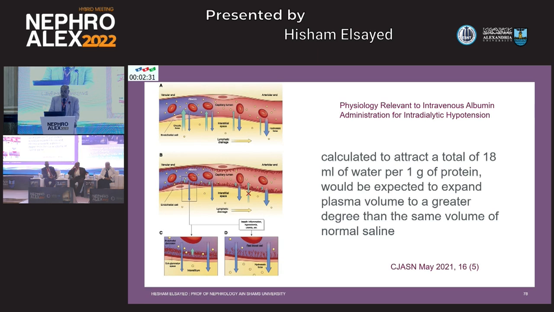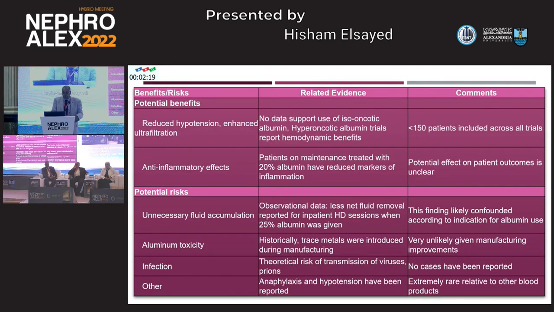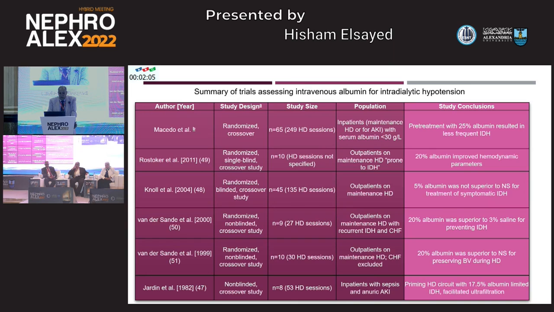This is one of the rich studies, on the rat, with a calculation that 1 gram of protein attracts a total of 18 milliliters of water. Every 1 gram of albumin will draw 18 milliliters from the interstitium to expand the intravascular volume. There are a lot of trials, and potential risks of albumin include unnecessary fluid accumulation, aluminum toxicity, infection, and, of course, the cost of IV albumin infusion.